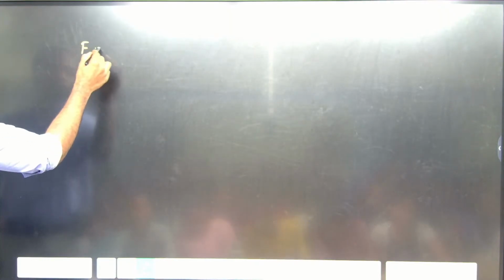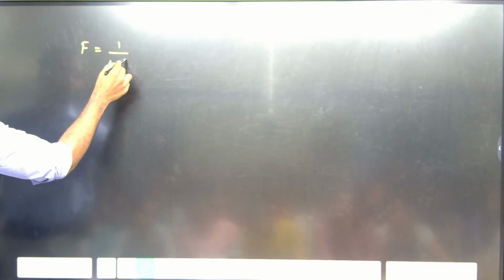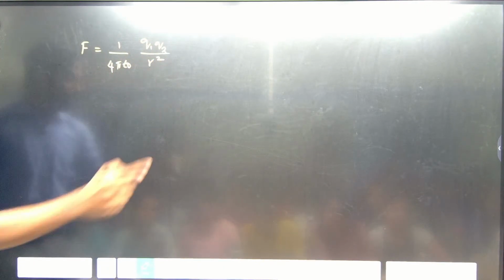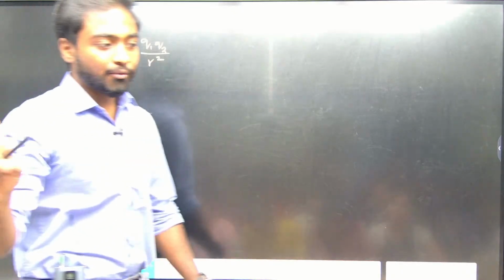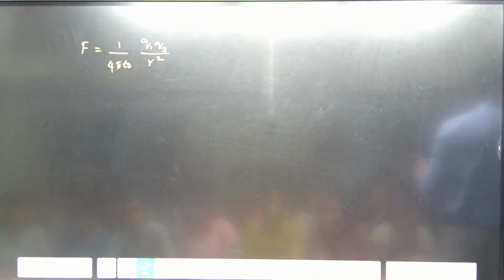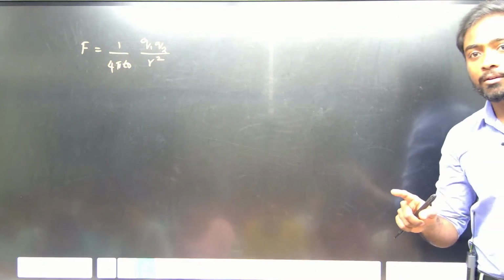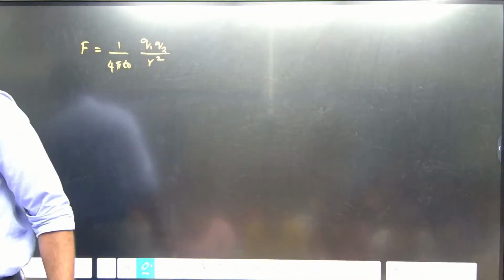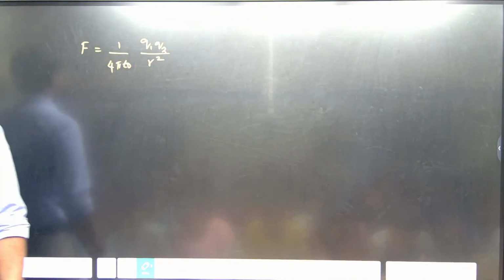So here the formula which we are going to see is F equals 1 by 4 pi epsilon naught q1 q2 by r square. And one more point is there for gravitational. So gravitational force is always attractive force. Okay, it's always attractive force. You can write that in gravitation, it's always attractive force.